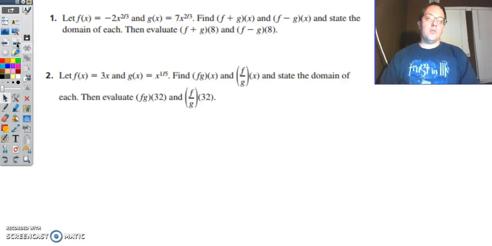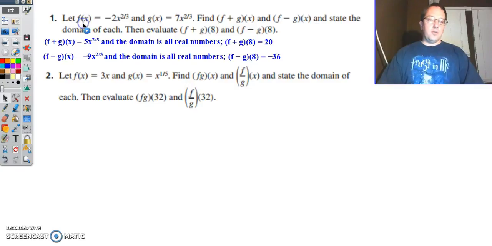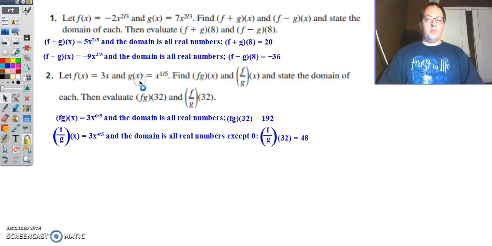Okay, so what I want you to do is work these two out, pause the video, see if you can come up with the domain and what these are when x is whatever it says it wants to be, and then come back and see how you did. All right, let's see how you did. Number 1, there are our answers. Number 2, there are our answers.